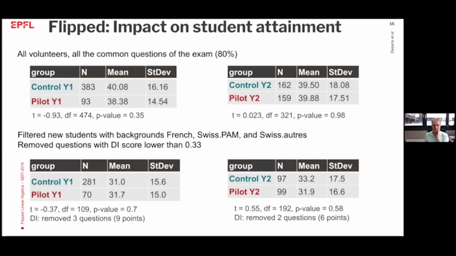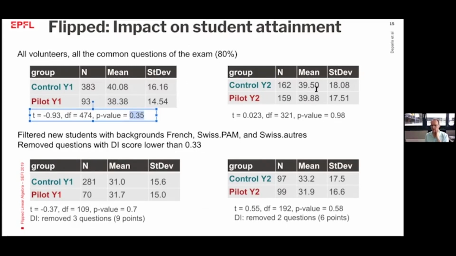Some numbers. The mean number of points in year 1 was 40 for the control group and 38 for the second, and the p-value of the difference says that the difference is not significant.